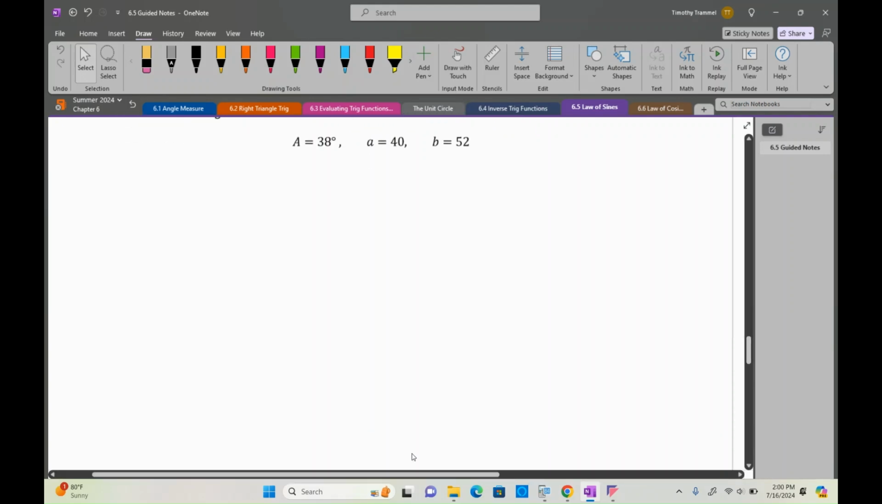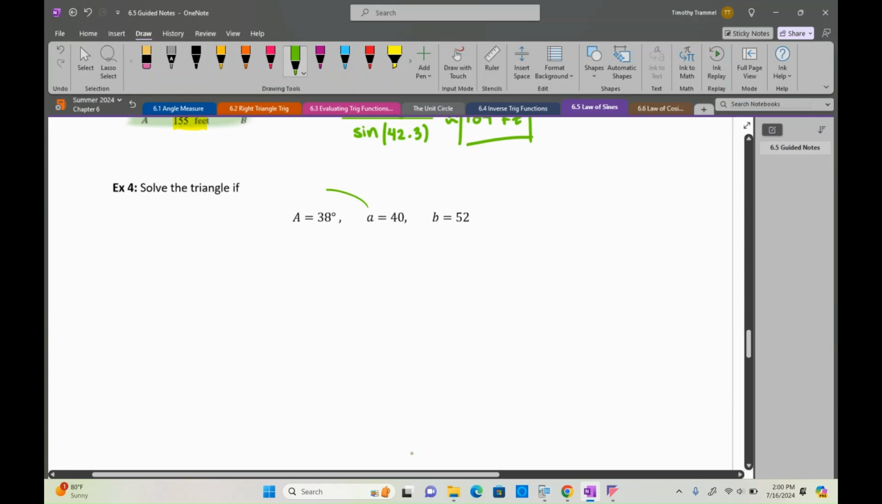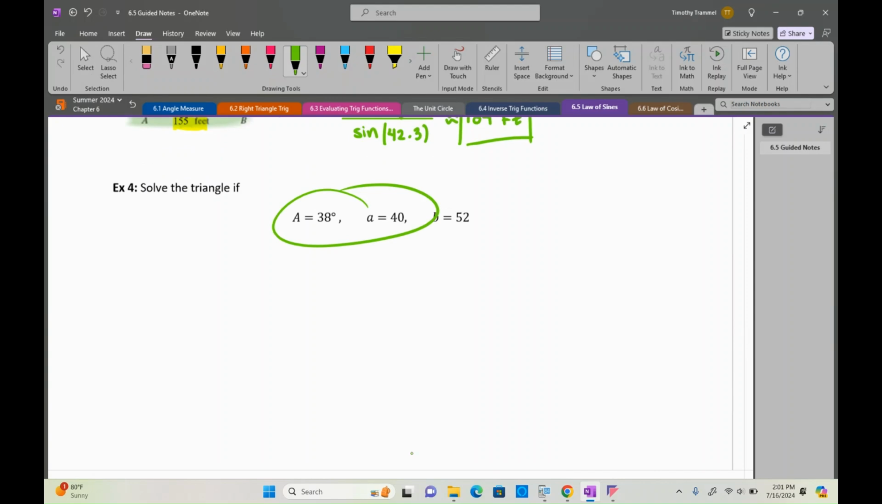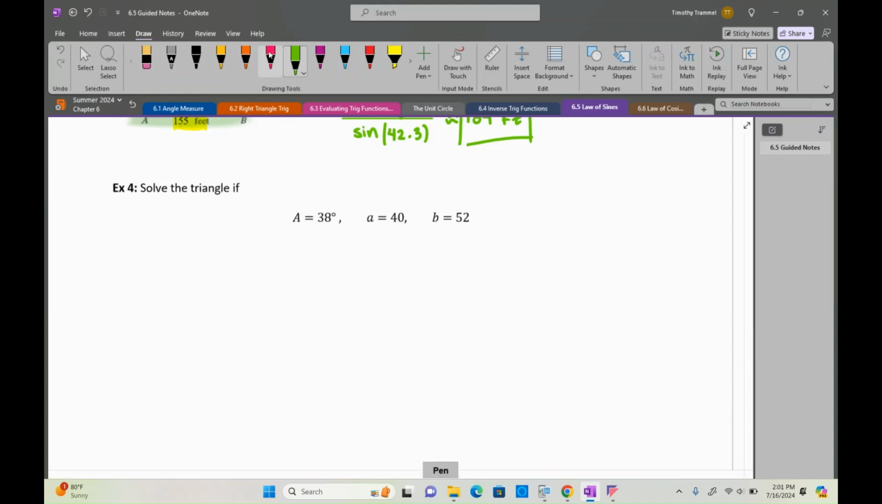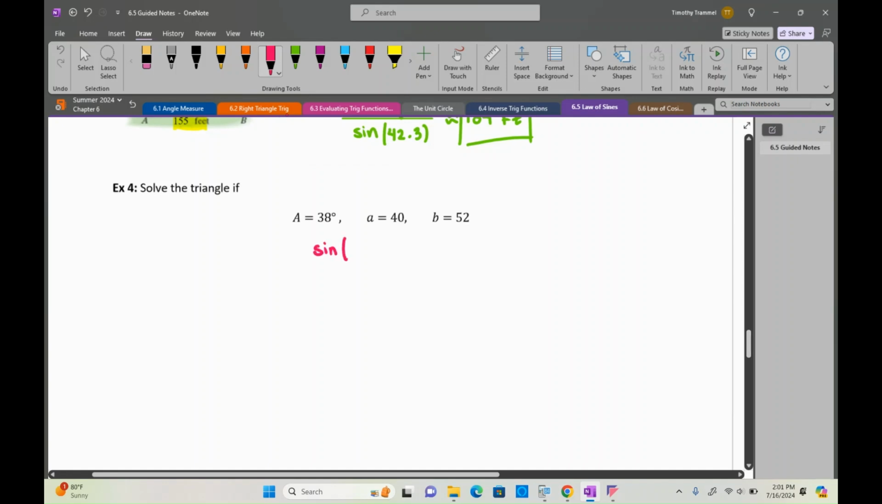Let's start off by noting again that we have an angle and its corresponding side. So that's good. We'll be able to use law of sines. And then we have little b here, so the only thing we can find right now is big B. If we start setting this up, we're going to have sine of big B divided by little b is equal to sine of big A, which is 38, divided by little a, which is 40.